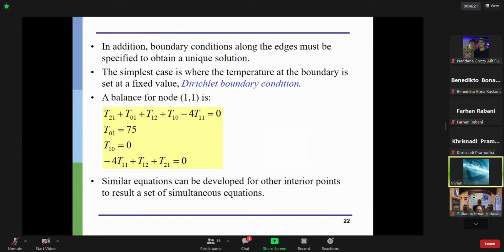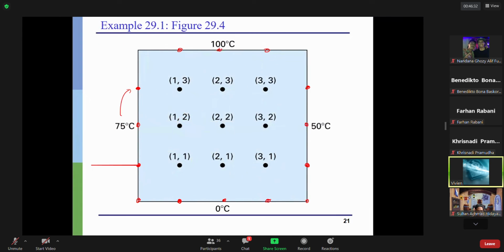Okay, so in this case, we fix the temperature at the boundary at a fixed value. This means that we are using the Dirichlet boundary condition. So here we have the temperature defined. When we talk about boundary conditions, there are 2 types. The first one is called the Dirichlet boundary condition, and the second is called the Neumann boundary condition.